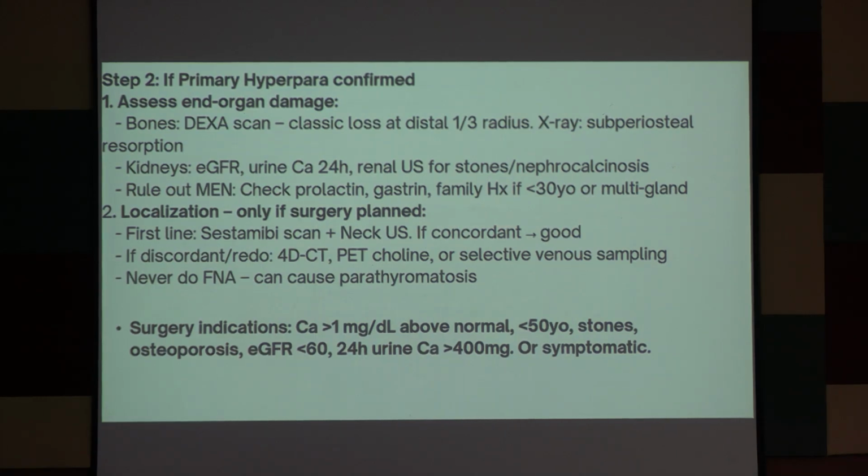If we suspect there is a nodule in the parathyroid gland, we will never do fine needle aspiration. Why? It can cause parathyromatosis. So this is a very important MCQ again. The choice will be, we will do FNAC. This will be the wrong answer.